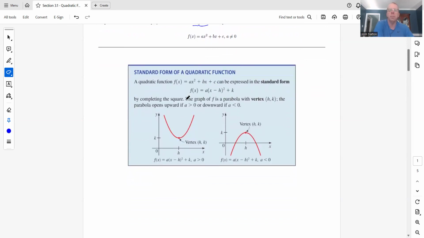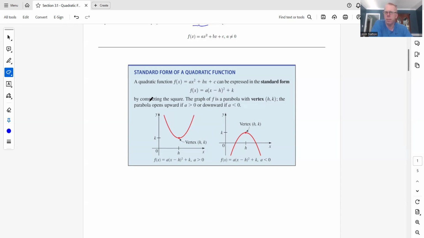And that's where we convert the ax squared plus bx plus c into this form, a times (x minus h) squared plus k. And this will give us what's called the vertex. And so we have the graph of a quadratic, or a parabola is what it's called. The graph is called a parabola. And the highest point or the lowest point is called the vertex, and that's given by this ordered pair (h, k). So we get that from this formula.